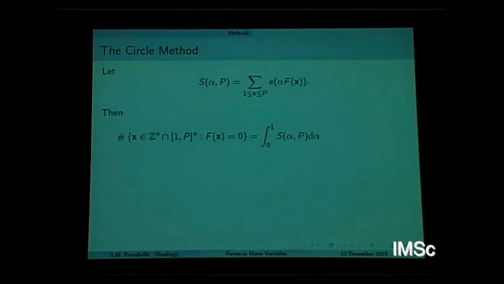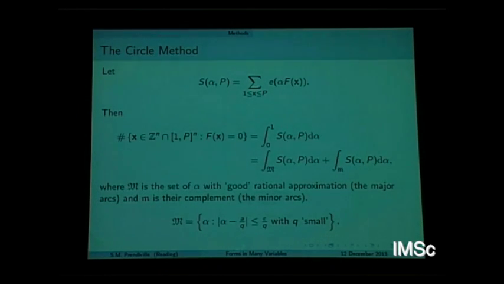And we've got this nice identity, orthogonality: the number of integer points whose coordinates are between 1 and P, such that when you evaluate f at this integer point you get 0, is equal to the integral from 0 to 1 of your generating function. And the strategy of the circle method is to decompose the interval [0,1] into 2 sets, which you can handle by different means.